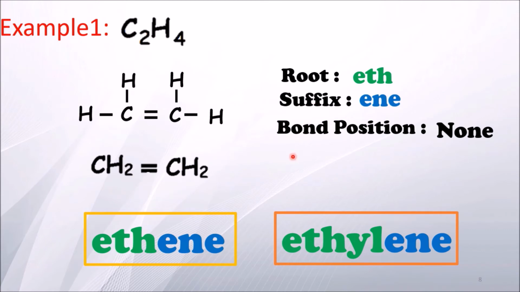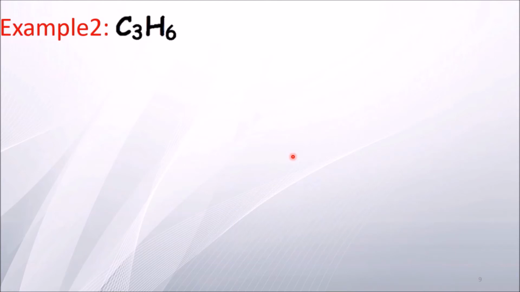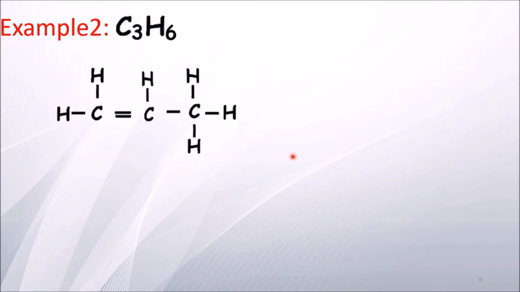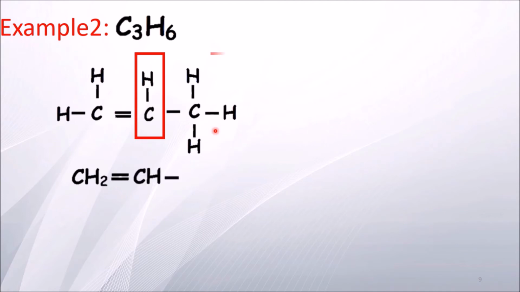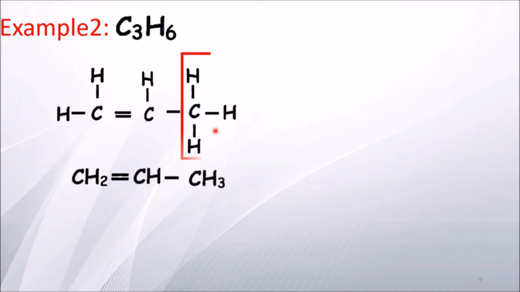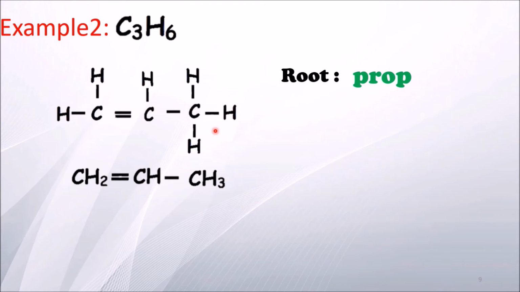Alright, so moving on to our second example, we have C3H6, that is our compound. Now, that is the open structural formula. Okay, alright, so that's the condensed structural formula. The root word is going to be prop. Why prop? Because we have 3 carbon atoms, 1, 2, 3.